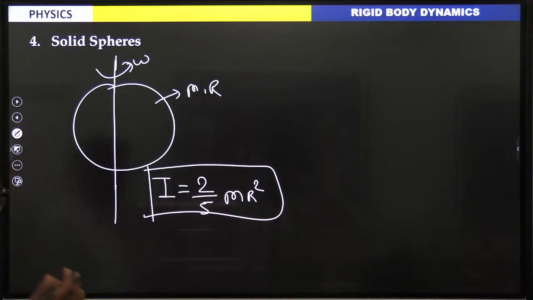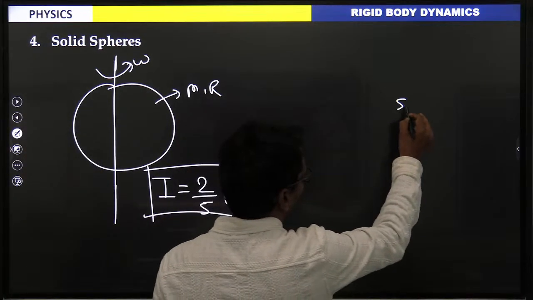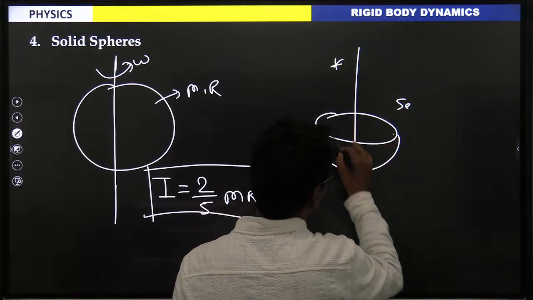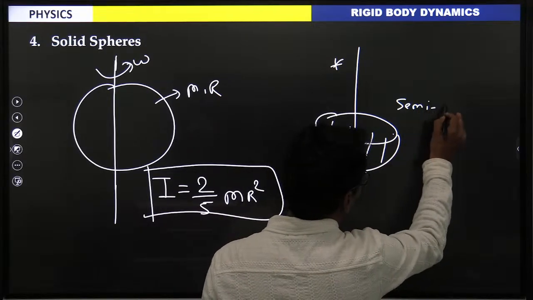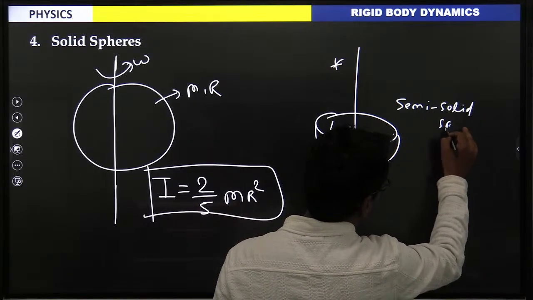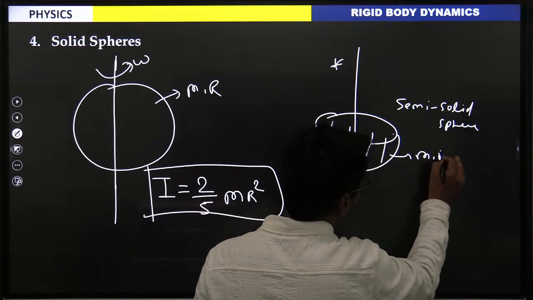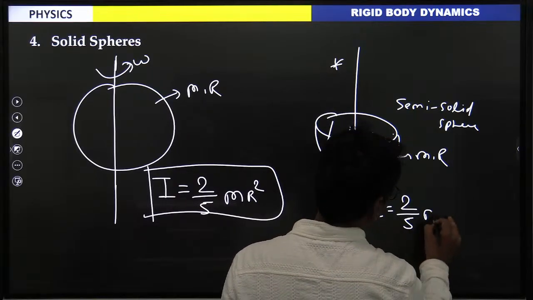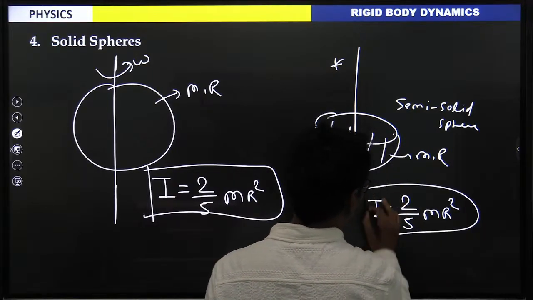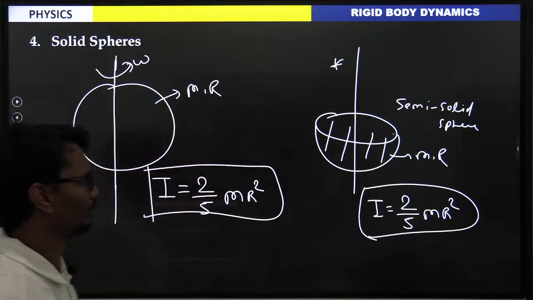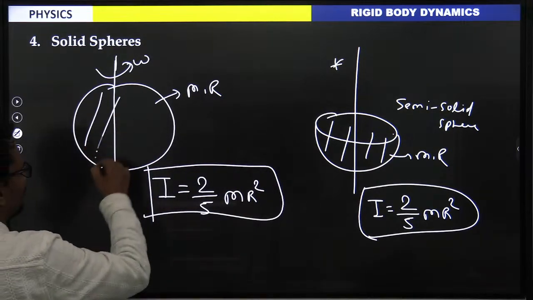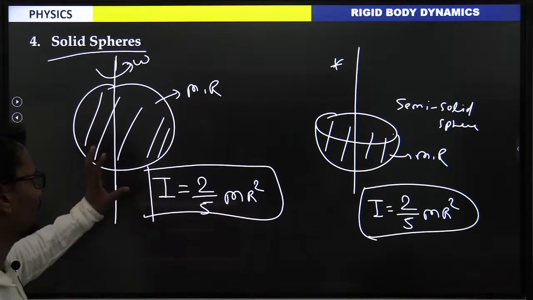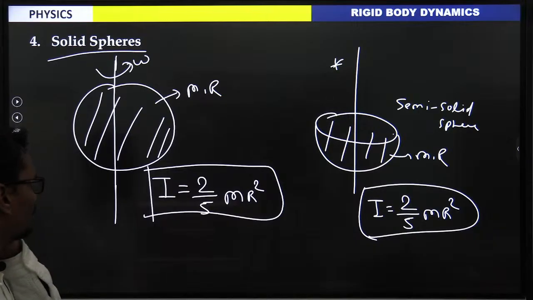If someone asks you the moment of inertia of this semi solid sphere having mass m and radius r, simply I is equal to 2 by 5 mr square. This is also a solid sphere, the topic is solid sphere. How will you find the moment of inertia? You do 2 by 5 mr square.